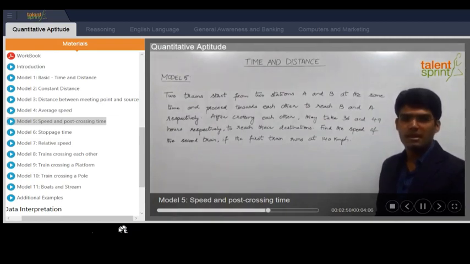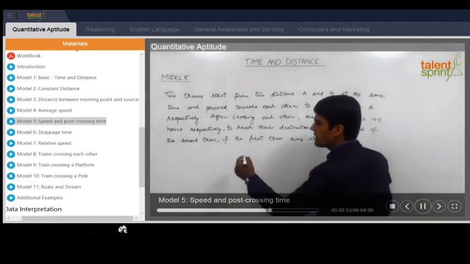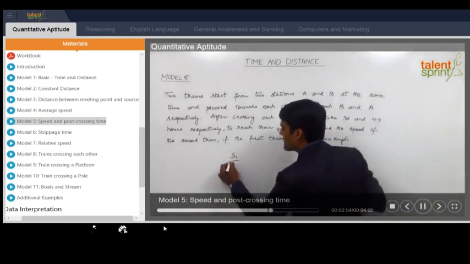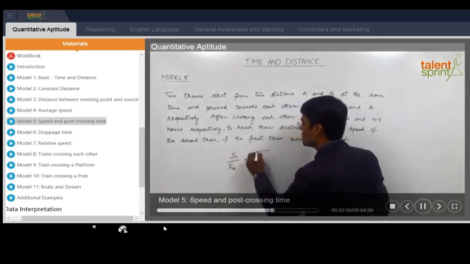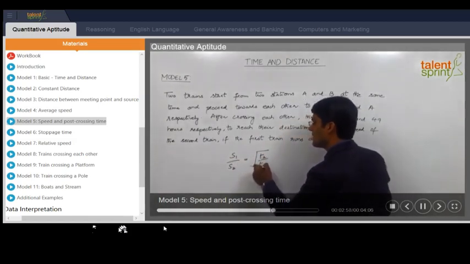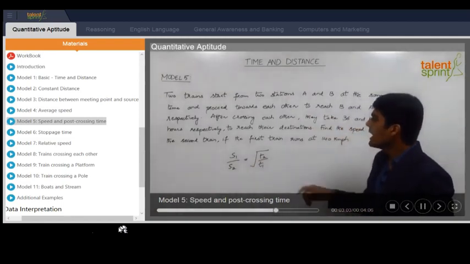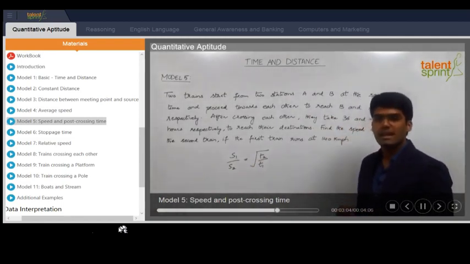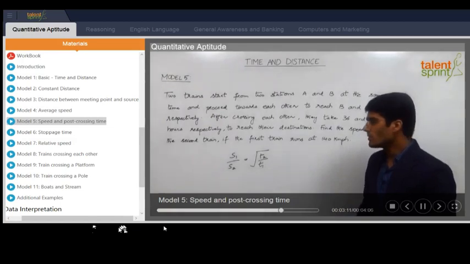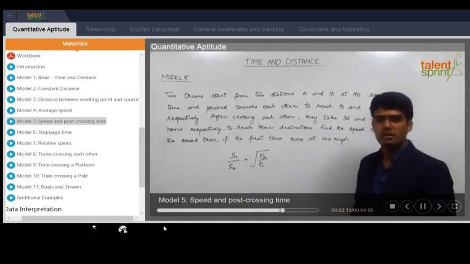140 kilometers per hour. So as discussed, the shortcut formula to get the answer here is S1 by S2 should be equal to root over T2 by T1, where S1 and S2 are the speeds of the first and second trains respectively, and T2 and T1 are the times taken by the second and the first train to reach their destinations after crossing each other. So let us substitute the given values and find out the required answer.